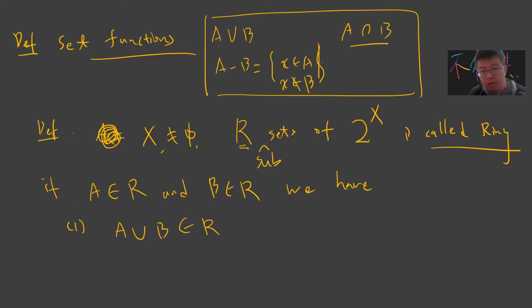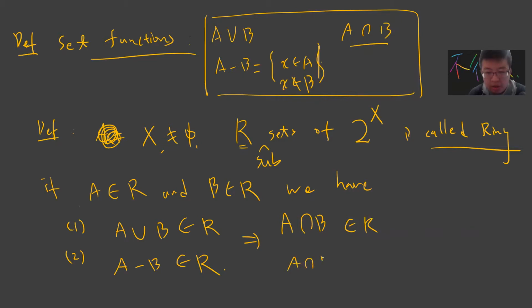So remember, this ring is a subset of the power set, right? Each element in the ring is a subset of X, so you can talk about a union. So we must have A union B in R, and the second operation is A minus B in R. Okay, so from these two definitions, you can easily say that A intersection B is in R, because A intersection B is basically A minus (A minus B).